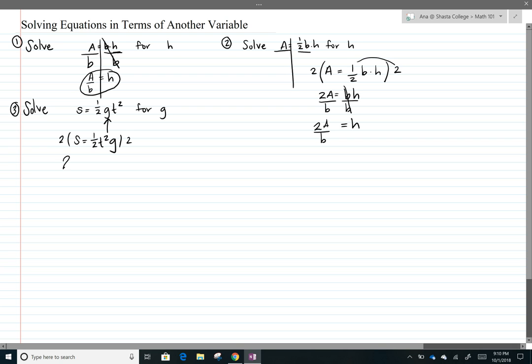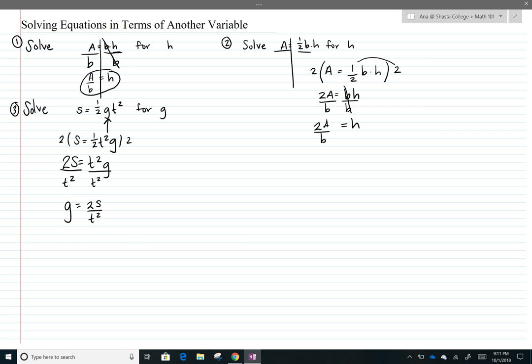So I have 2S is equal to 1/2 of 2 is 1, t squared G. Trying to get G by itself, I want to undo the multiplication, divide by t squared on both sides of the equal sign, and I get that G is equal to 2S over t squared. And now I can plug in whatever values I have for S or t squared, or A and B, and that way I know what my variables are that I'm working with.